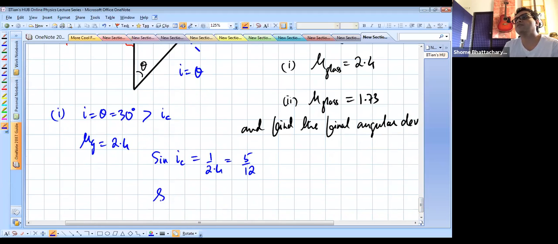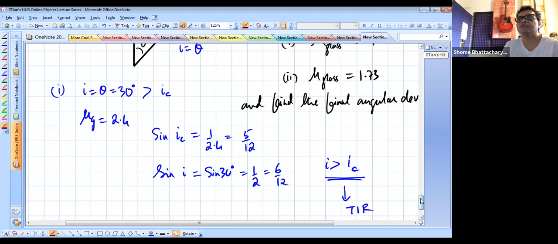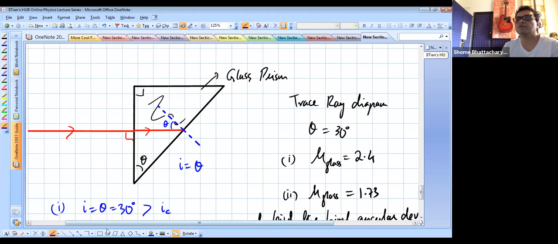And sine of i is sine 30 degrees, which is 1 by 2, or that is 6 by 12. So i is greater than the critical angle. So what happens over there is total internal reflection. This is what happens in the first case. TIR happens, which means this ray will now reflect. It will go off like this, or something like this.